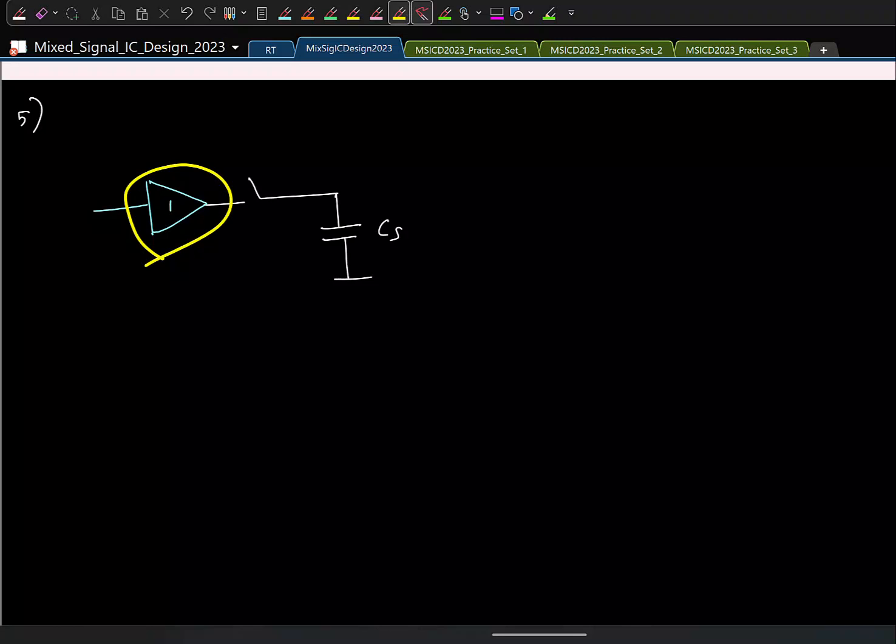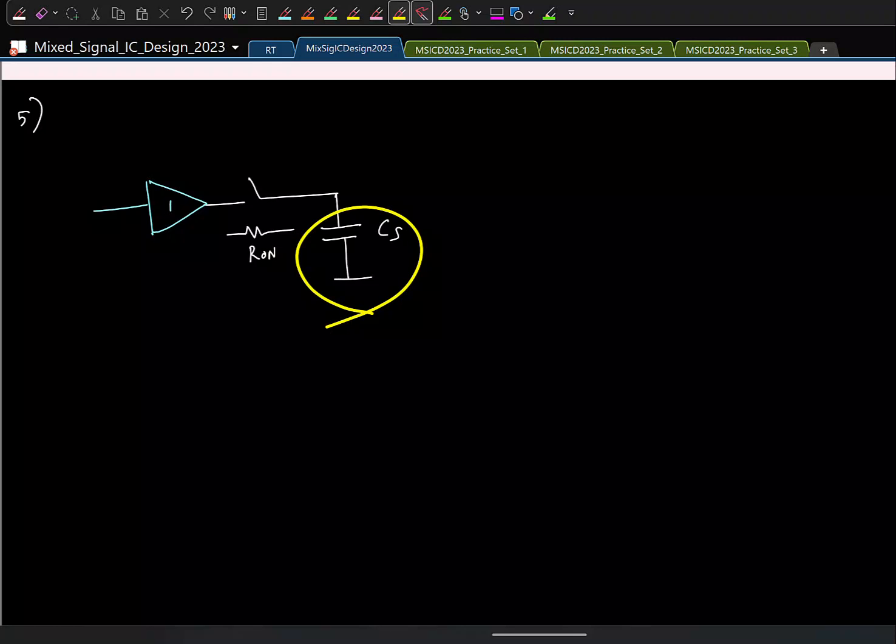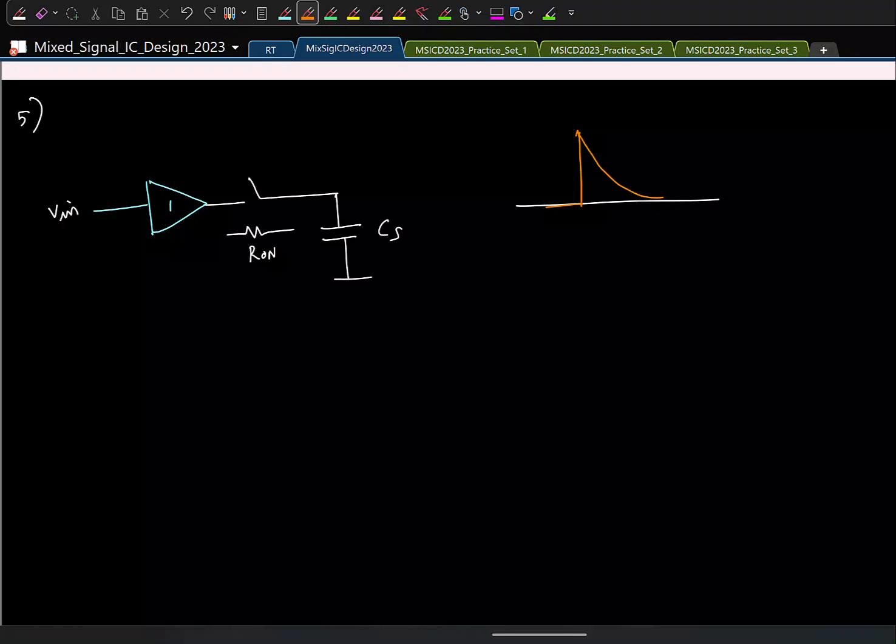So that's why you need to have a buffer. Now we know that this switch is going to have an on resistance. Let us say the capacitor is initially uncharged. You turn the switch on. This is V in. At the instant of switching, what will happen to the current? It will jump to V in by R on, and then it will decay to 0 exponentially. We are all familiar with this.